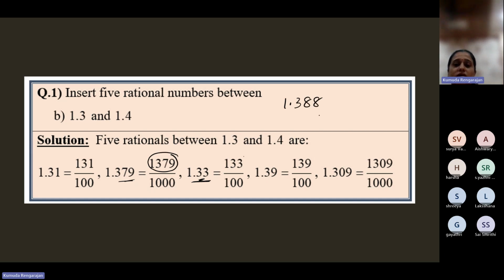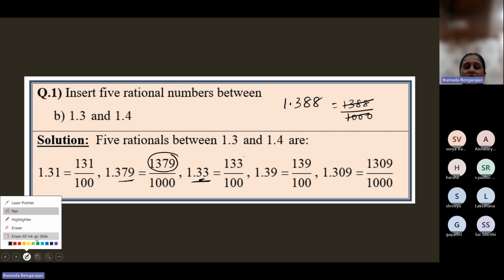Supposing you write 1.388, okay? Then you'll have to write it as 1388 by 1000, and then you'll have to reduce it, because you should never leave a rational number in the reducible form. You should reduce it. It should be in the irreducible form. You should not be able to reduce it any further. So then you need more time, no? You'll have to simplify this.